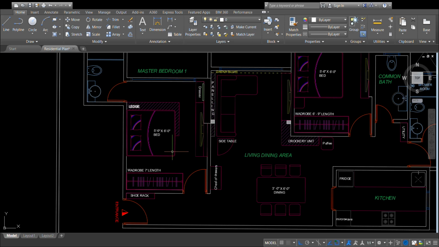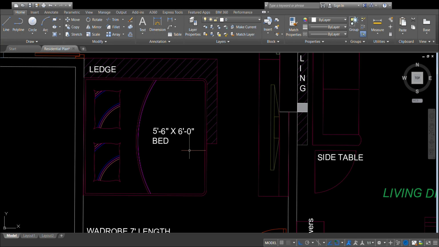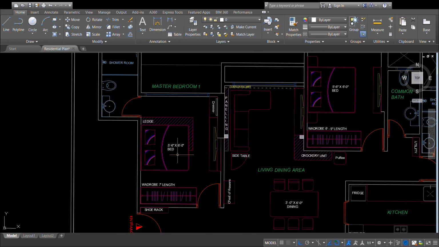Now as you go in the first bedroom, I have placed a bed which is of a standard size. It is near to a standard size. Like a standard size of bed is 6 by 6 or 6 feet into 6 feet by 6 inches. So this is like 5.5 by 6 feet bed, which is very much near to a standard size of a bed.